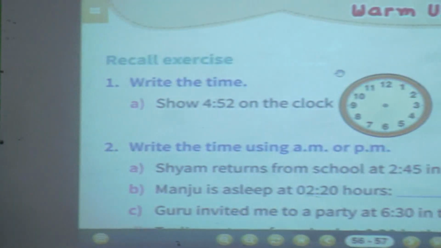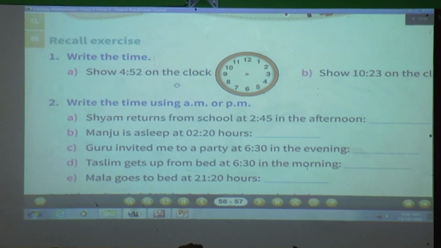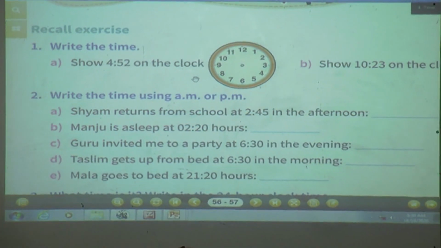So students, today we are going to study about time. Open your textbook, lesson number 4, page number 56. Time. Here they have given us some questions. We have to solve them.